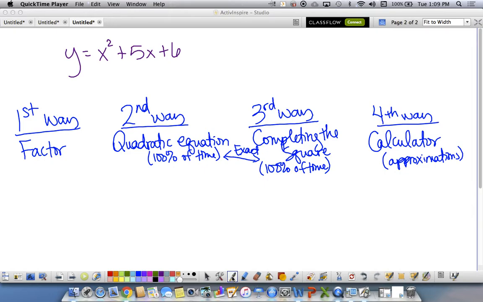So I made one problem that can be solved 4 different ways. Are you ready? I know you are. You were born ready. Okay, the first way, factor. So I have y equals x squared. I'm not going to write it over and over again if that's okay. Okay, thank you. So y equals parentheses.